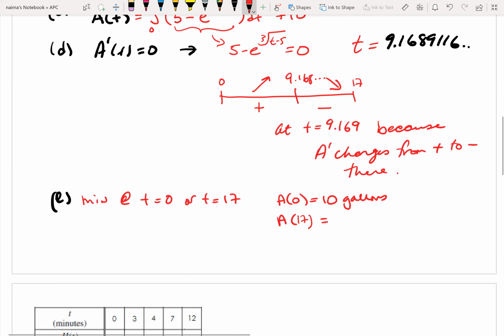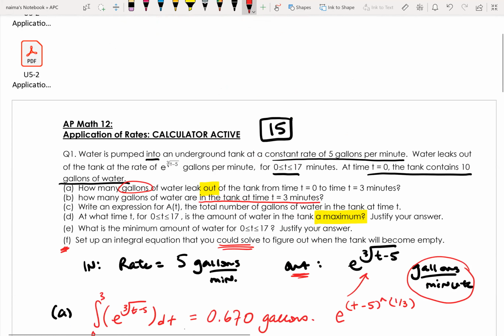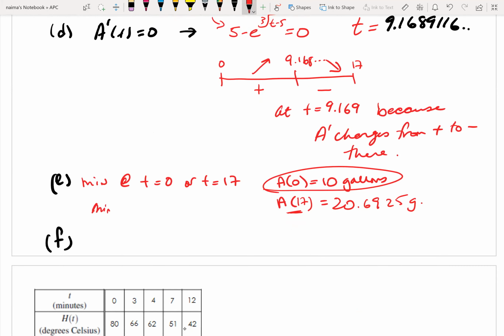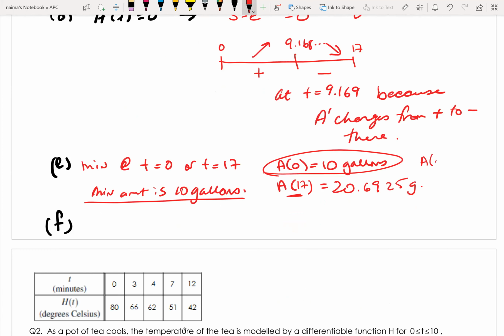Okay. For that one, I can totally do that one because that doesn't require a calculator. Oh, I'm back here again. So the value that I got for the integral part is 10.692526. So this would be 20.6925 gallons. It says, what is the minimum amount of water? So that means that the minimum amount is 10 gallons. And that is because, if it says justify your answer, A of 0 is less than A of 17. This is your justify.